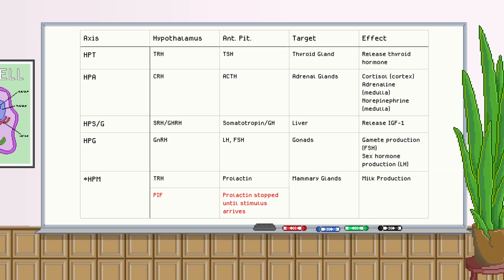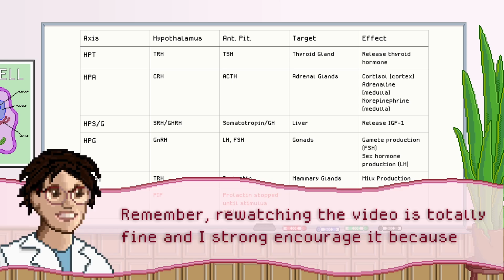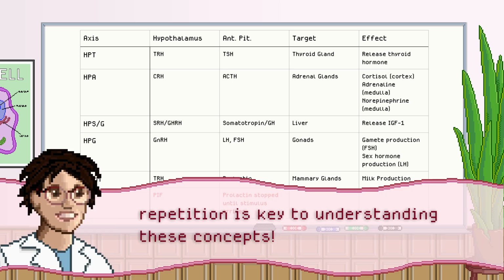Okay, great. If you made it this far and got all the questions right, you've got a good conceptual understanding of the relationship between the hypothalamus, anterior pituitary, and target tissues. Remember, rewatching this video is totally fine, and I strongly encourage it because repetition is key to understanding these concepts.